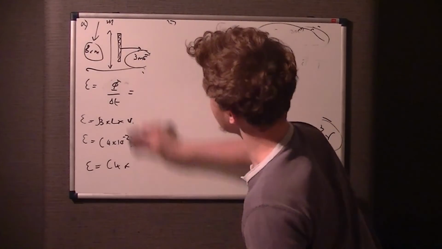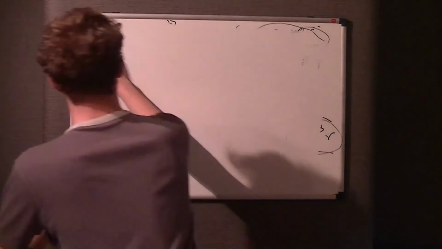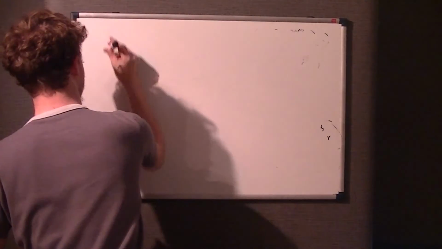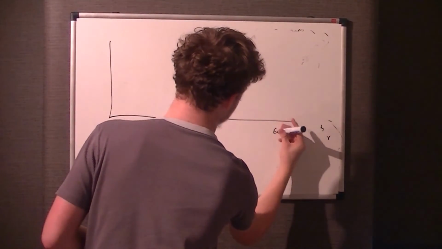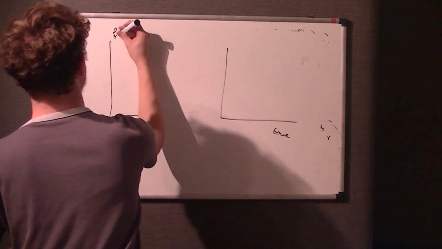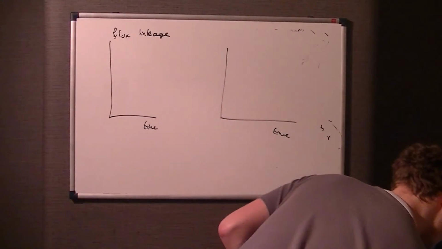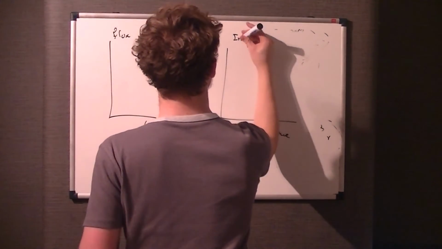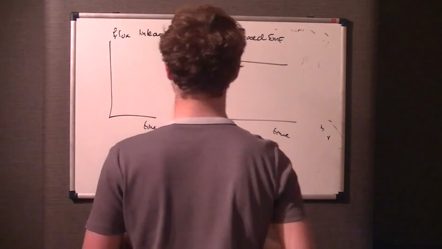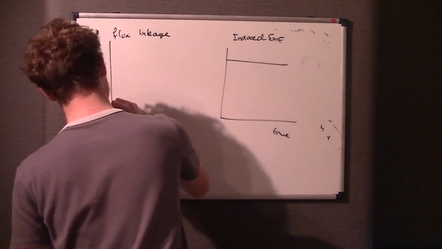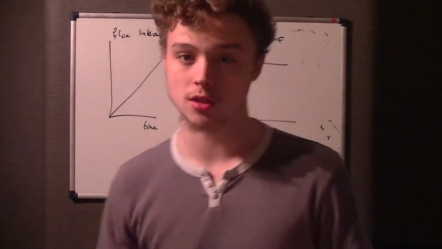Okay, so draw yourself 2 axes on your graph paper. They're both going to have an x-axis of time, and one's going to have flux linkage, and the other is going to have induced EMF. An induced EMF graph just has a horizontal line, whereas a flux linkage graph has a constant gradient. Now, why is that? Well, the induced EMF, you don't alter the rate of the EMF.